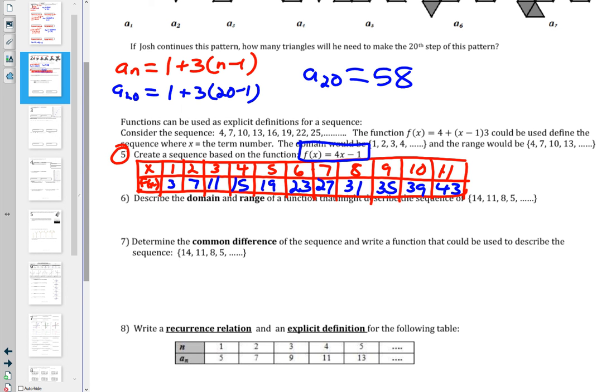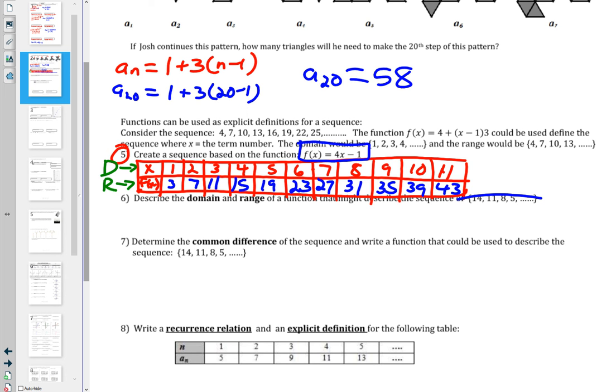And then the next one asks you to describe the domain and the range. I'm not sure what they meant by this. Describe the domain and range of a function that might describe the sequence. I'm not too worried about this part, but what I would tell you is whether you call them x's or n's, that's the domain. The domain is what you plug in, all those numbers: 1, 2, 3, 4, 5, whatever you plug in. And then this part right here would be the range.